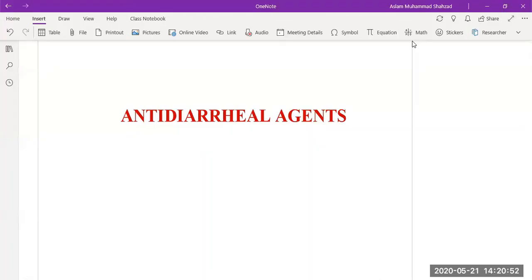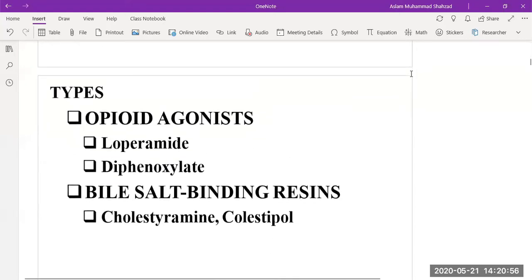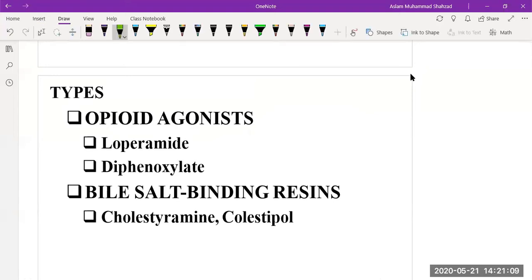Today we are going to discuss antidiarrheal agents. The types of drugs used in this classification are opioid agonists such as loperamide and diphenoxylate, whereas the other classification is bile salt binding agents, which consist of cholestyramine and colestipol. These agents are used for the treatment of diarrhea.